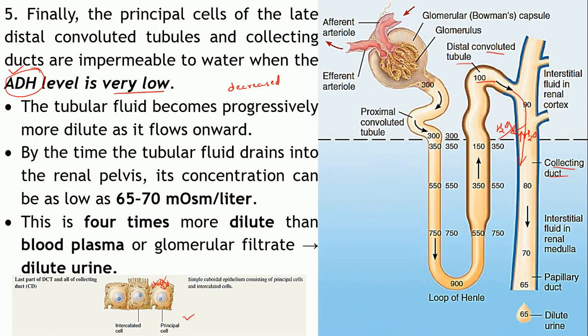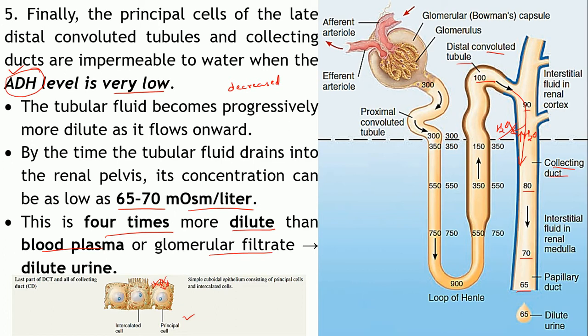So as a result of this, what will happen to the osmolarity of the urine? It was 100 as it is entering over here. Now it has reduced to 90. Still further 80, 70, 65. Why is it happening? That's because the water reabsorption is getting reduced. So by the time the urine leaves the collecting ducts, the osmolarity is roughly 65 to 70 milliosmoles per liter. That is 4 times more dilute as compared to the blood plasma or the glomerular filtrate, you can say.